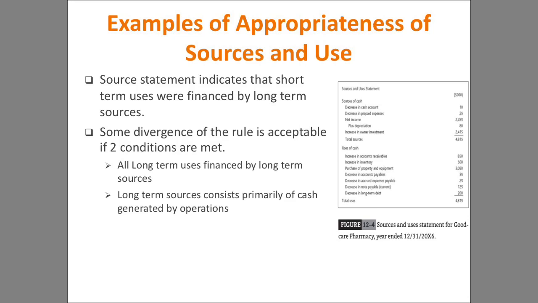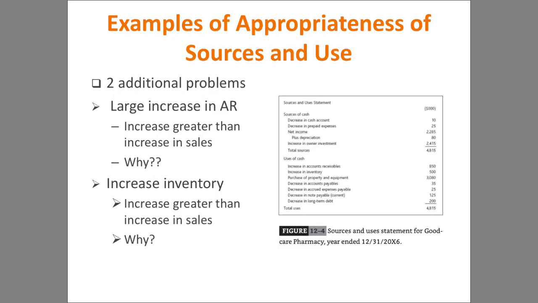Except there's some divergence from the rule that is acceptable if two conditions are met. All long-term uses are financed by long-term sources, and long-term sources consist primarily of cash generated by operations and not by long-term borrowing. There are also two additional problems that appear here. There's a large increase in accounts receivable. And so if accounts receivable increases more than sales, that means we don't have anybody paying us. We are making sales, but everybody's charging. We may also have an increase in inventory greater than the increase in sales, and we need to start asking why.